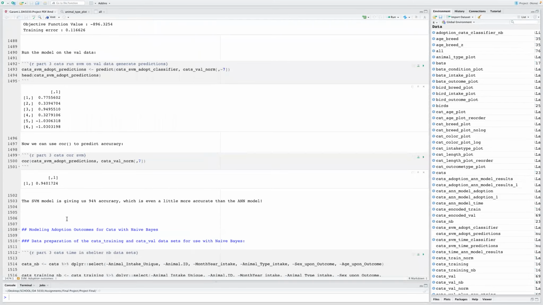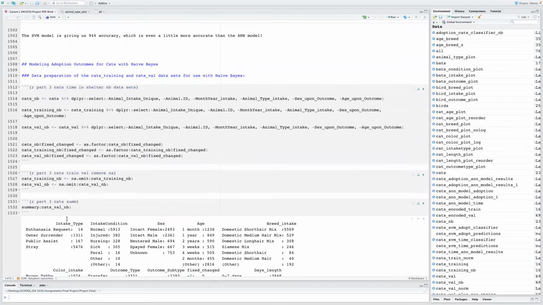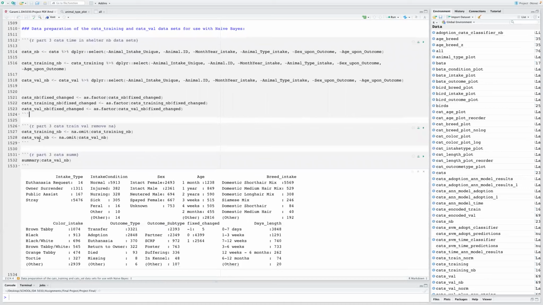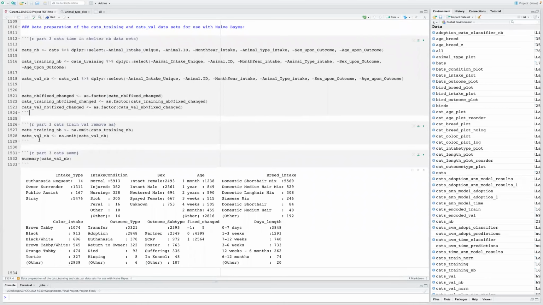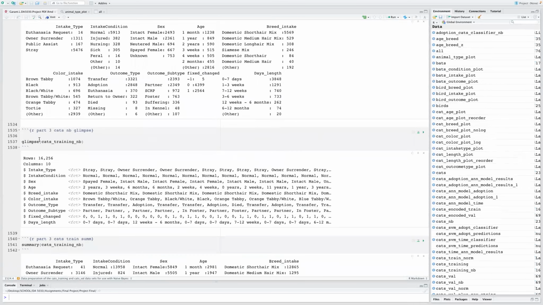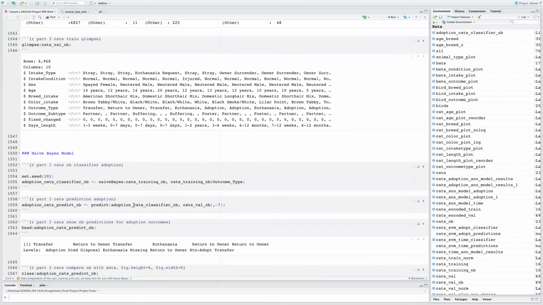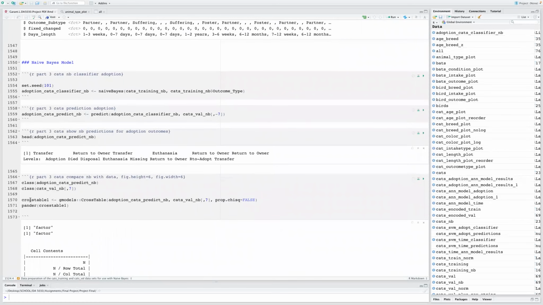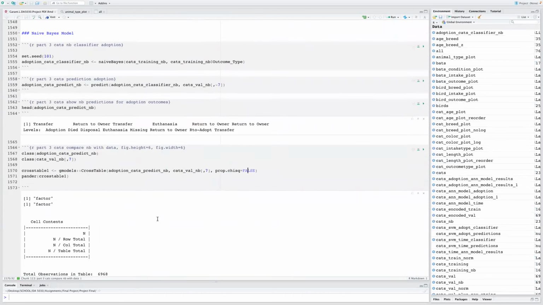And then I built a naive Bayes model as well. That didn't require quite as much data prep because there was no encoding. I just had to make sure all of the columns were converted to factors. And then I created the model and ran it on the validation data, and used the cross table to calculate the accuracy.